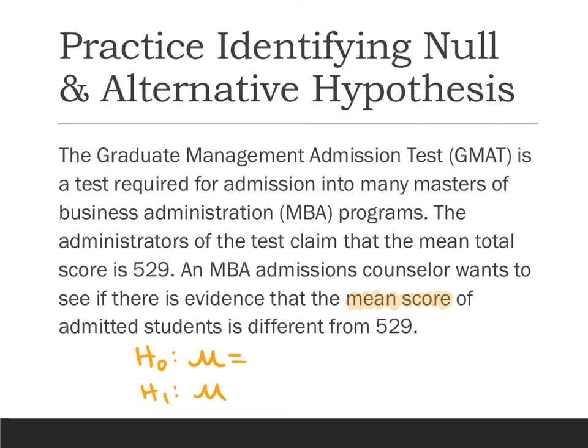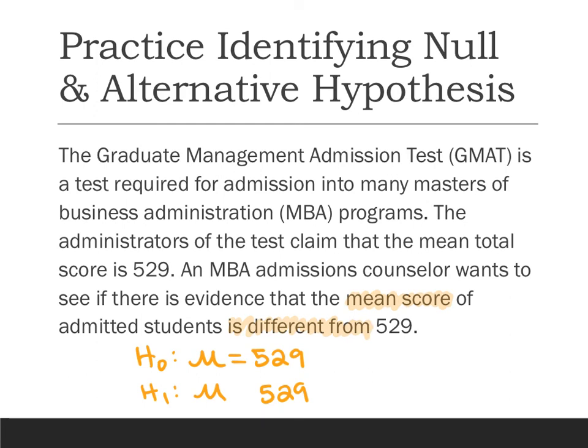And then what should that score be? Well, the known mean for the entire test, according to the administrators, the people who write this test and collect the data for everyone who takes it, says that it's 529. Now, as far as our symbol, this is not one we've seen yet. We want to know if it is different from 529.